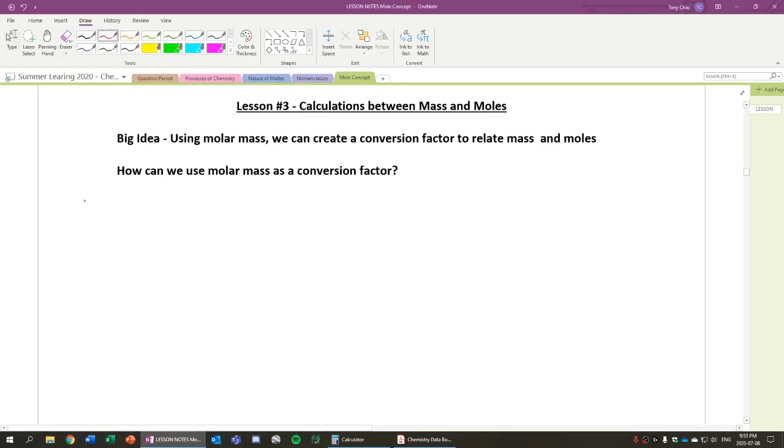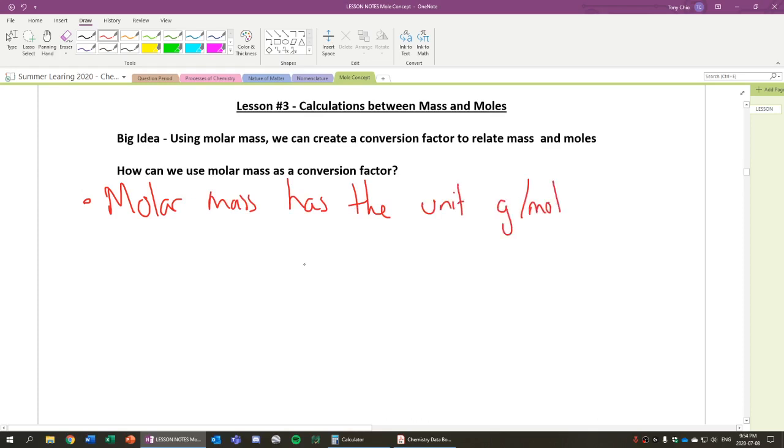Well, we know that molar mass has the unit grams per mole. And because of that, it relates mass and particles, because moles is a unit for particles.